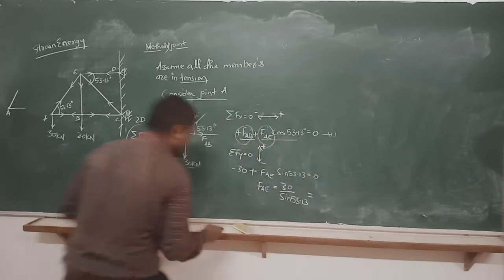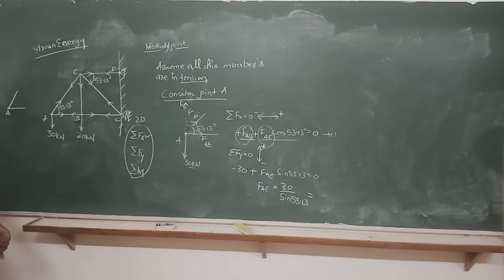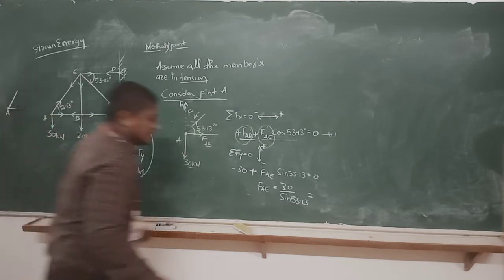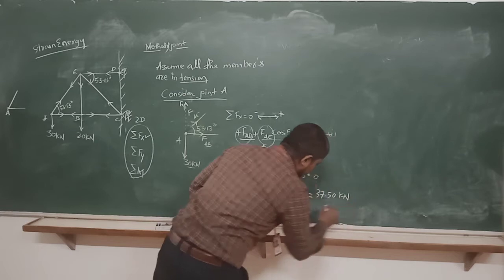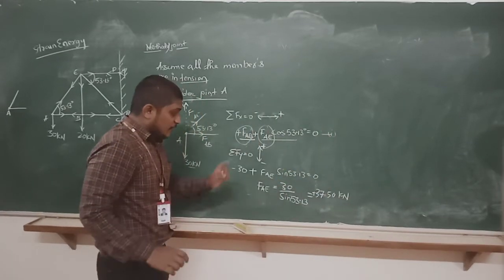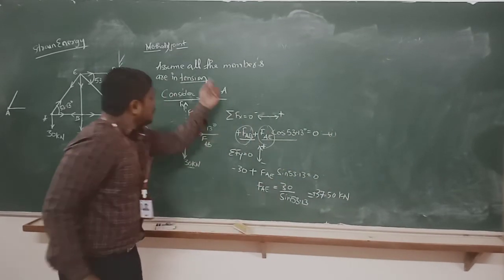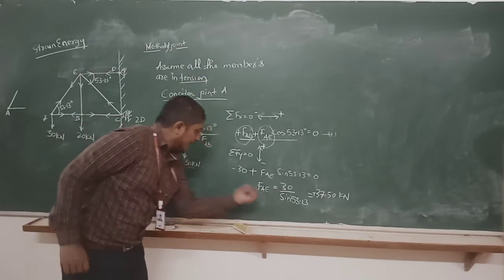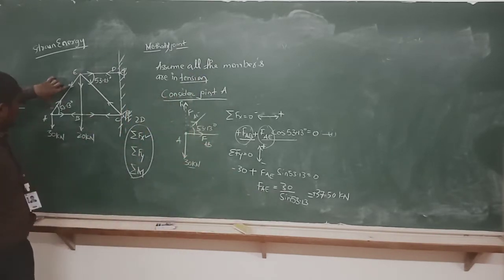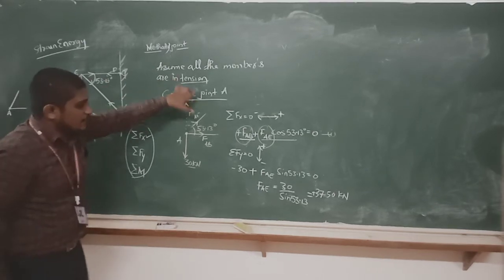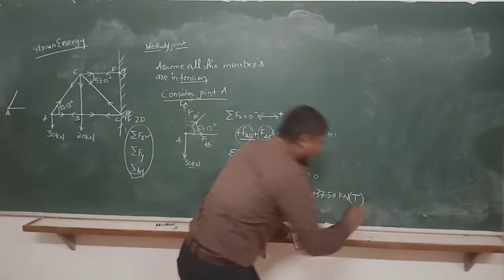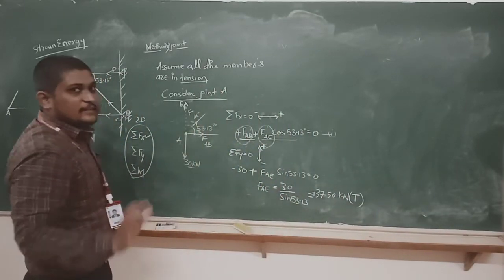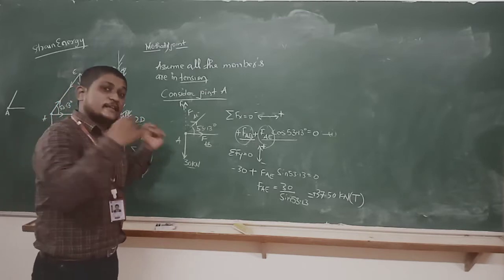So you will get an answer, I write that answer. FAE you will get as 37.50 kilonewton. Now see, I am getting a positive answer. Means the assumption which I have made before for member AE, that it is tension, and the answer is also coming positive, means the assumption is correct. It is tension force. Whatever arrow I have provided here is correct. The member AE is going under tension force.